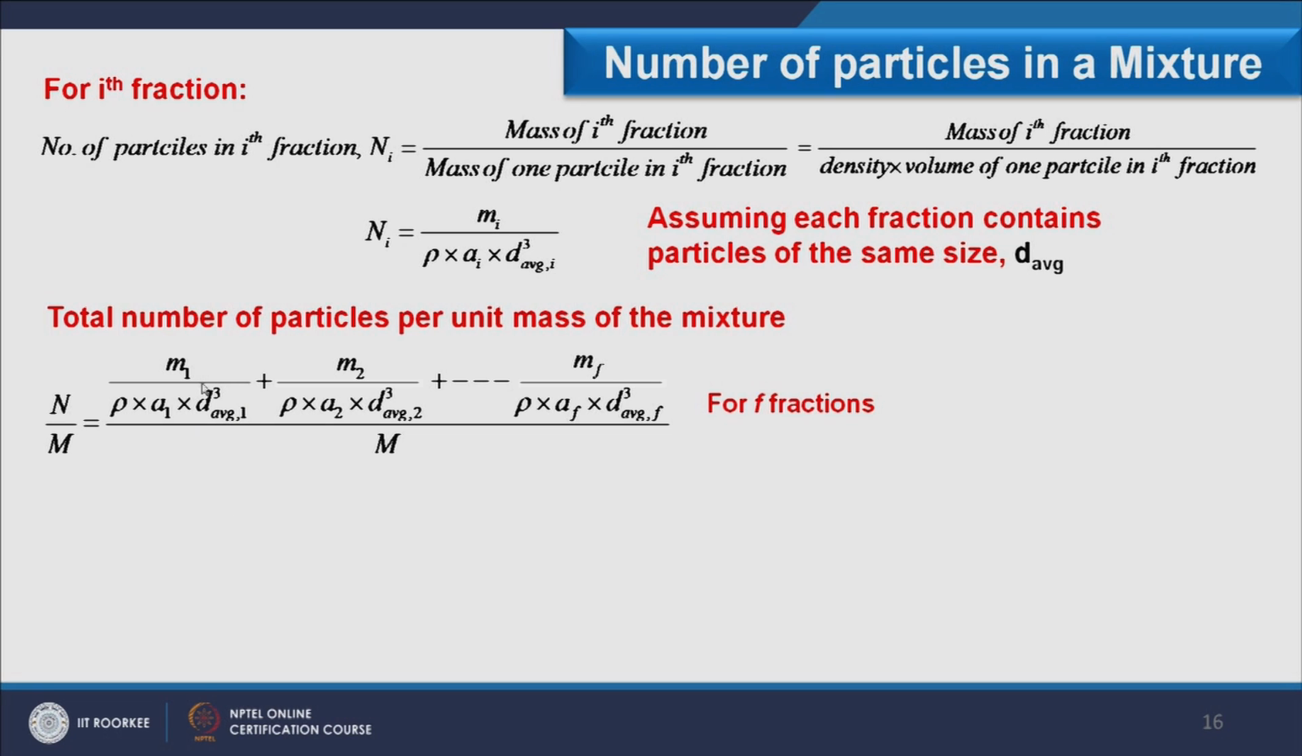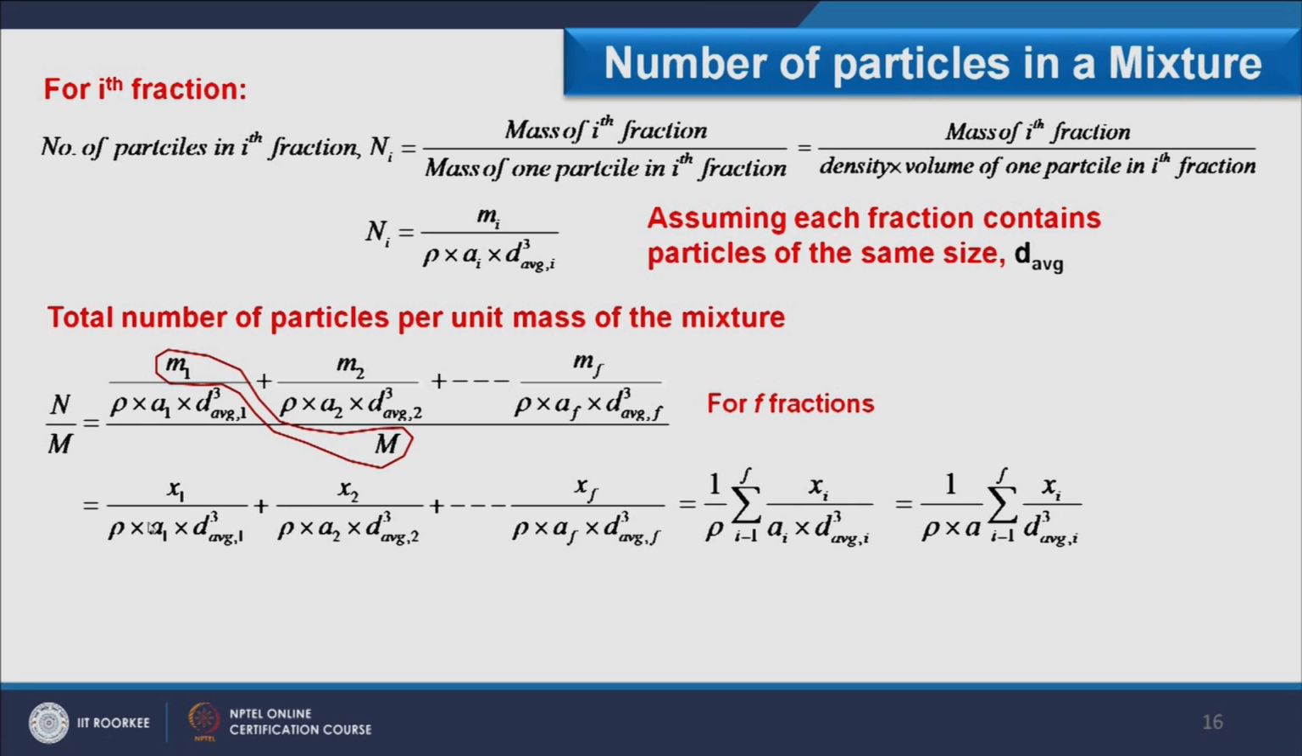Similarly, if you remember the last slide, M1 by capital M we have represented as x1. So, if I represent the expression in terms of mass fraction, that would be x1 divided by rho into A1 into d average 1 cube, and similarly we can represent the other fractions also. In generalized form, we can write 1 over rho and summation over f fractions, where I varies from 1 to f, and the expression is xi divided by Ai into d average I cube.